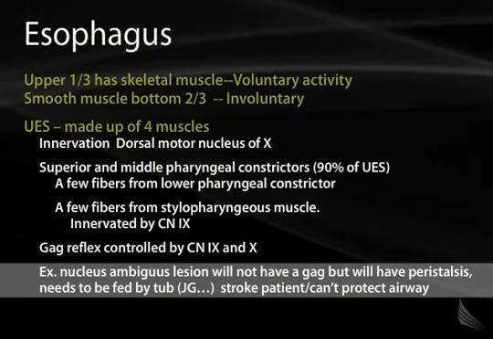Lesions of the nucleus ambiguus result in the loss of the gag reflex, but peristalsis is still present. Patients without the gag reflex will need to be fed by an NG tube or a PEG tube, as they will be unable to protect their airway. This manifests itself clinically when patients have had strokes or other disorders affecting the nucleus ambiguus.